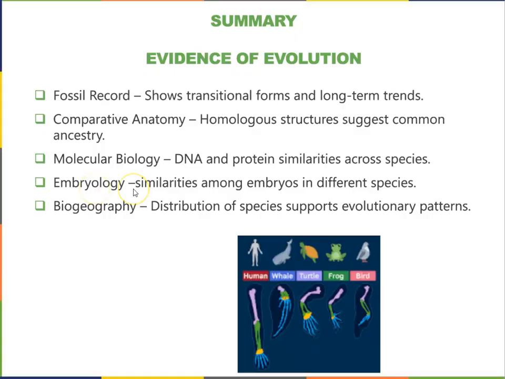Embryology demonstrates the similarities among embryo structures in different species. Biogeography uses the distribution of species, which supports the evolutionary pattern. This concludes the evidence of evolution.